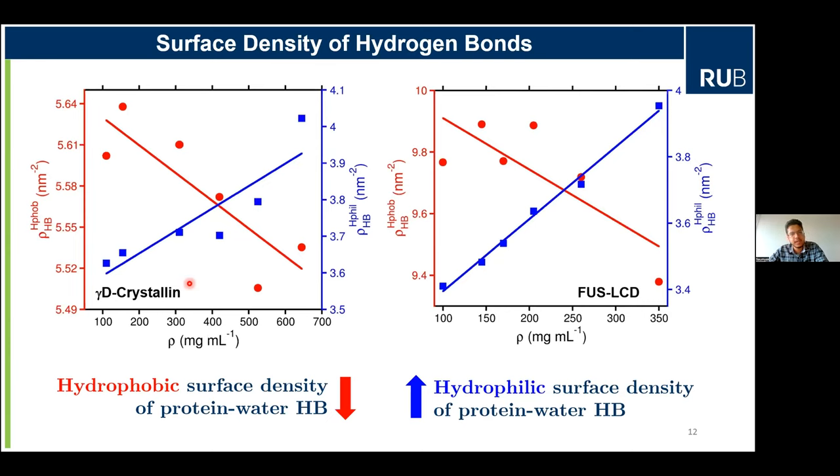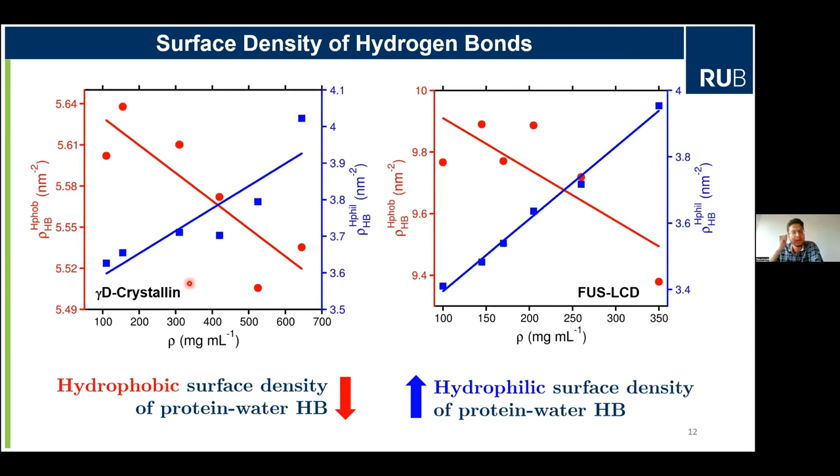And as you can see, the red line decreases. That is, the hydrophobic surface density of hydrogen bonds decreases, which means that with increasing concentration, the hydrophobic surfaces on the protein are getting dehydrated. The population of water molecules is decreasing on these surfaces, and these surfaces are actually interacting with each other. That is, protein-protein interactions are increasing on these surfaces, and the protein-water interactions are decreasing. So these water molecules that are getting dehydrated are actually getting released into the bulk.